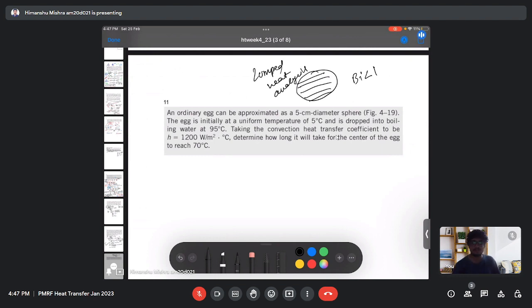But in this question, we will see that the variation of the temperature inside the body will not be uniform. The question is: an ordinary egg can be approximated as a sphere of 5 centimeter diameter. The egg is initially at a uniform temperature of 5 degrees Celsius and is dropped into boiling water at 95 degrees Celsius. My heat transfer coefficient is 1200. Determine how long it will take for the center of the egg to reach 70 degrees Celsius.